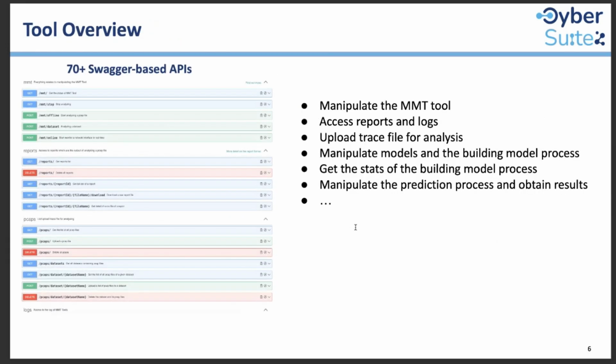Regarding the tool overview, ACAS has a robust backend with over 70 structured APIs. So users can manipulate the MMT2 asset reports and upload pcap files for analysis. And there are also some endpoints related to the AI model for managing the building process, retrieving the prediction results, and so on.